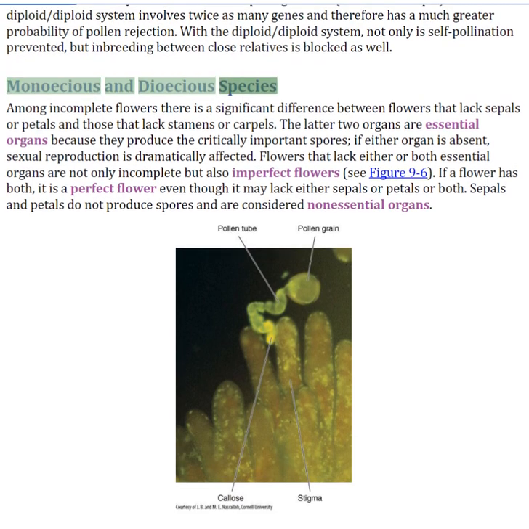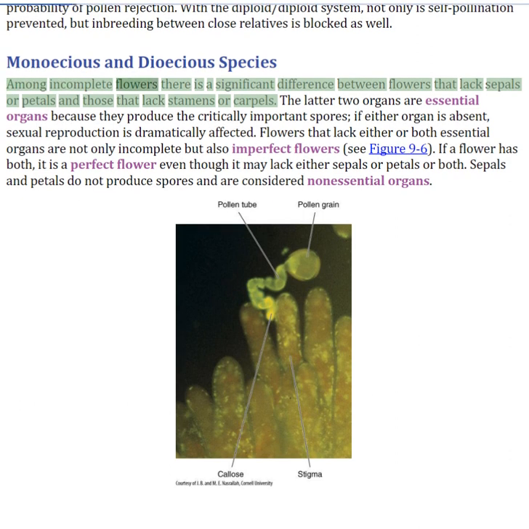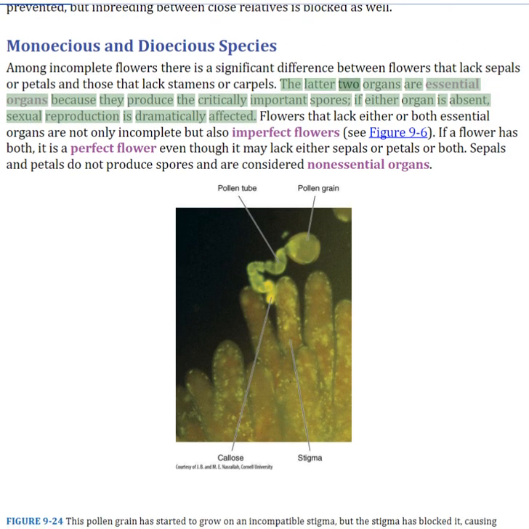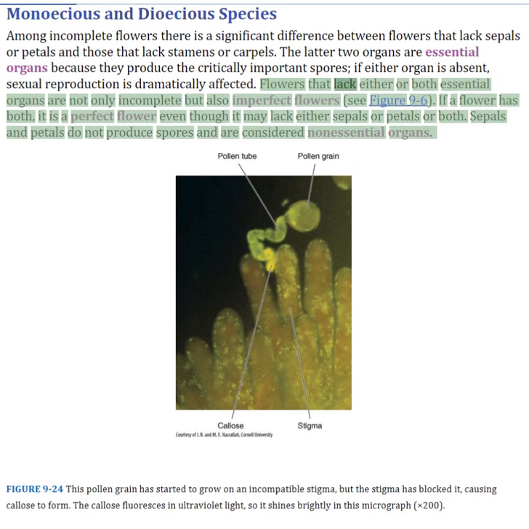Monoecious and dioecious species. Among incomplete flowers there is a significant difference between flowers that lack sepals or petals and those that lack stamens or carpels. The latter two organs are essential organs because they produce the critically important spores. If either organ is absent, sexual reproduction is dramatically affected. Flowers that lack either or both essential organs are not only incomplete but also imperfect flowers. If a flower has both, it is a perfect flower even though it may lack either sepals or petals or both. Sepals and petals do not produce spores and are considered non-essential organs.